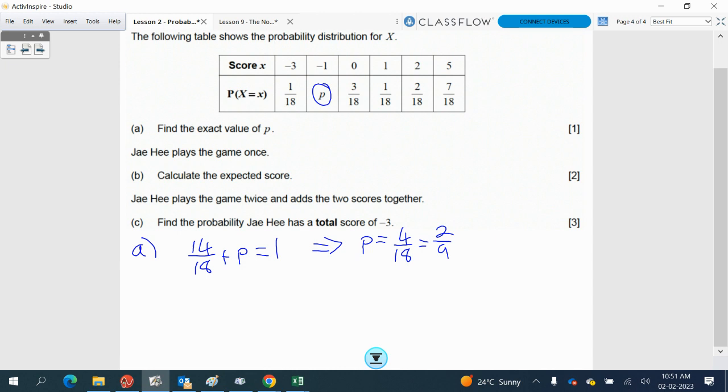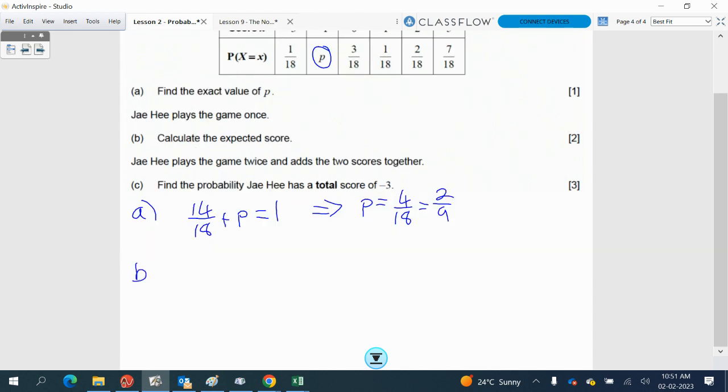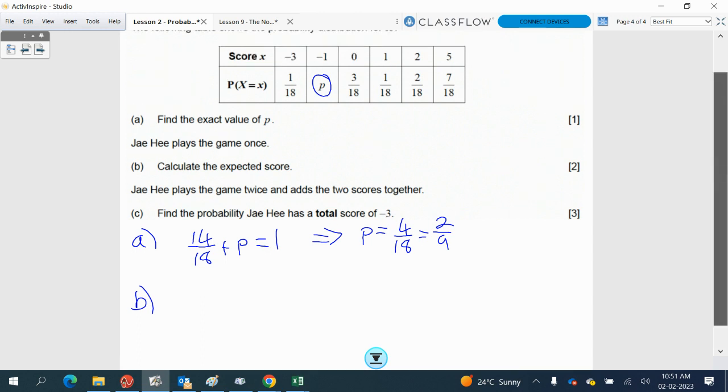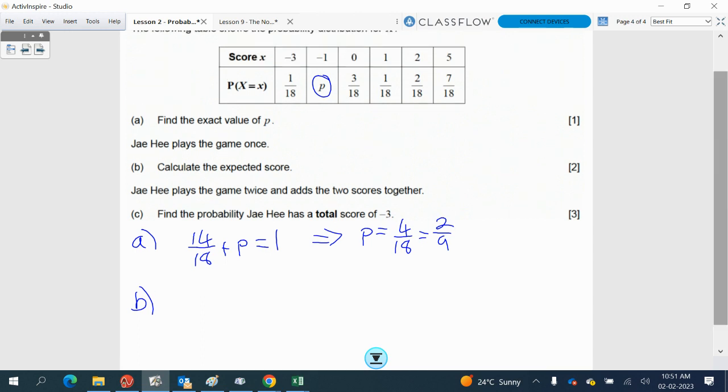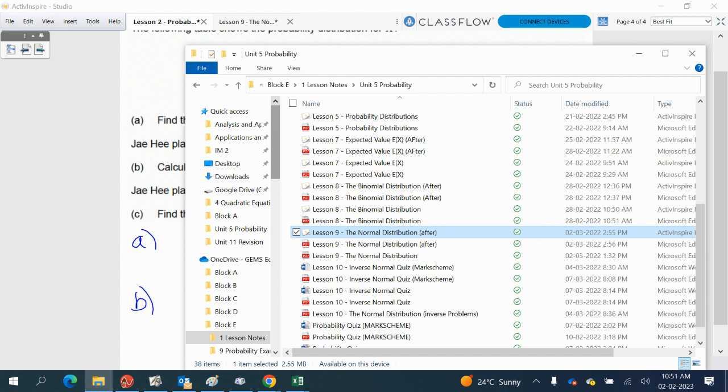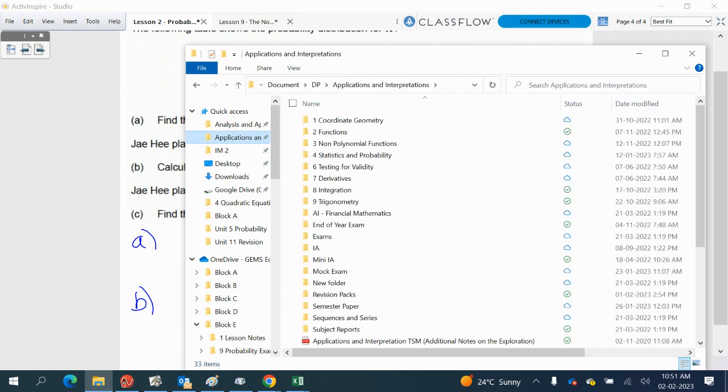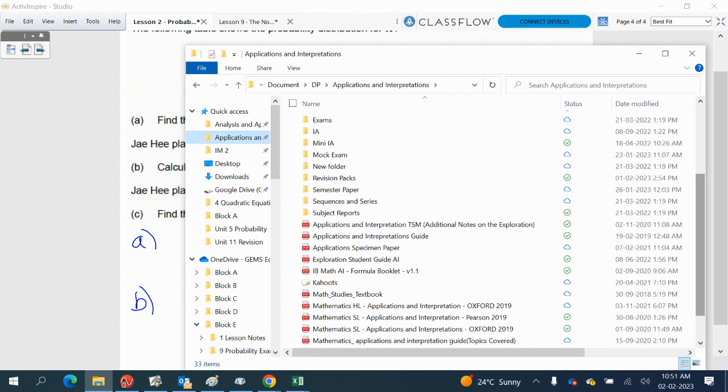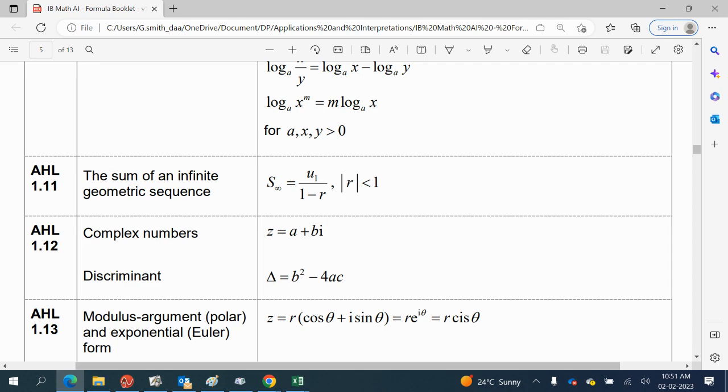Jahi plays the game once. Calculate the expected score. So usually there's something involving expectation in this type of question. And if you remember how to calculate expectation, you want to sum up, if you actually have a formula on the formula sheet, let's pull that one up and have a look at it. I think it's easier to remember how to do it than to read the formula on the formula sheet. But let's pull it up anyway.